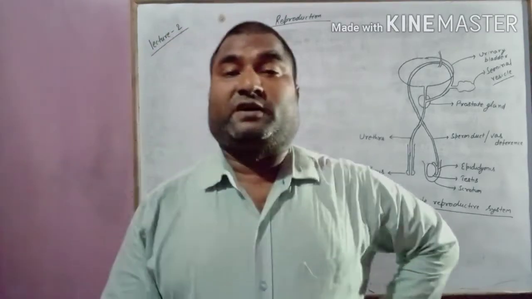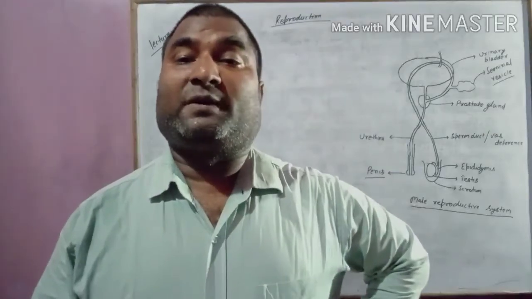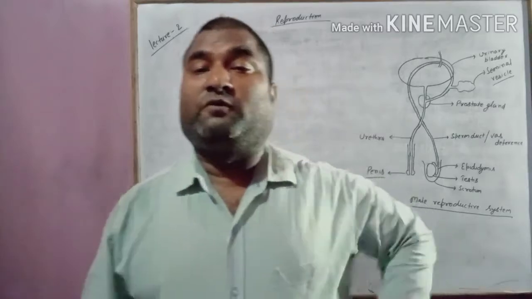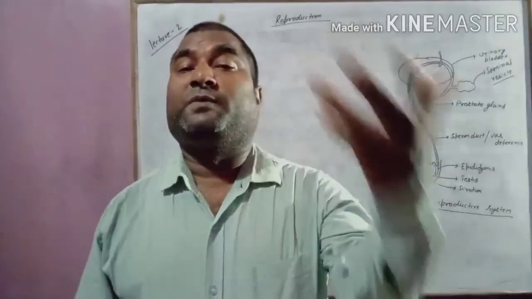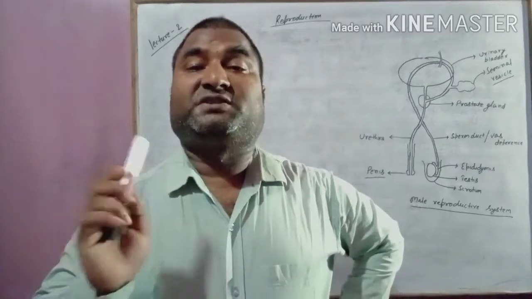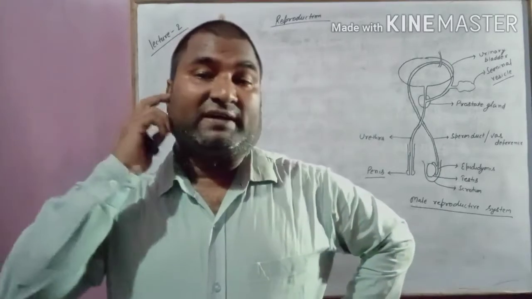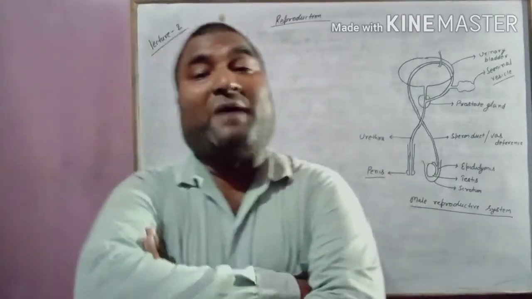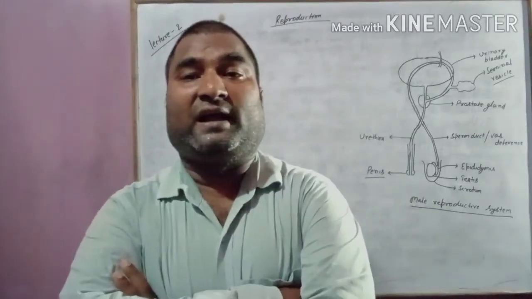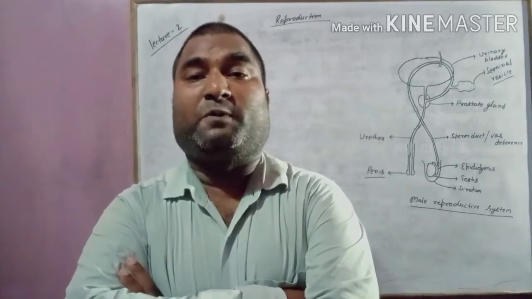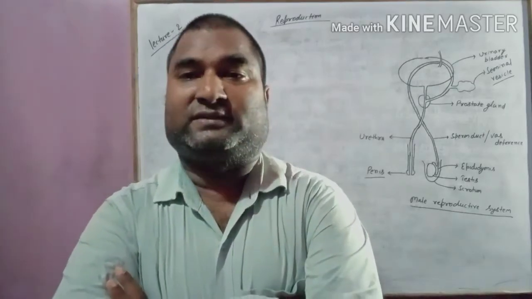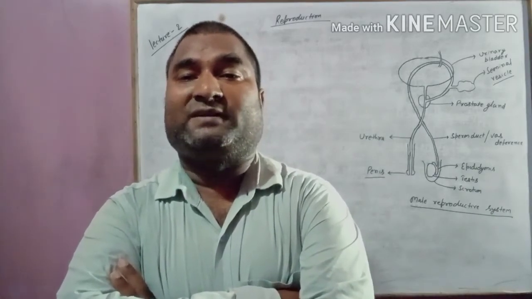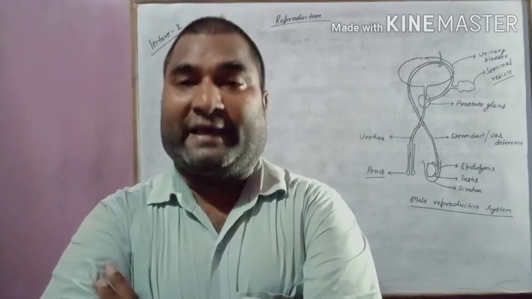In today's video, we are going to see sexual reproduction in humans. Before directly entering into the male reproductive system, some terms are there that I need to explain. In sexual reproduction, two parents are involved, a male and a female. Male produces male gamete, that is called sperm, and female produces female gamete, that is called ovum or egg.